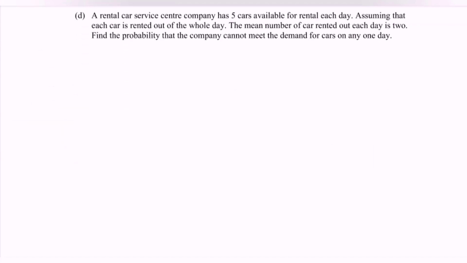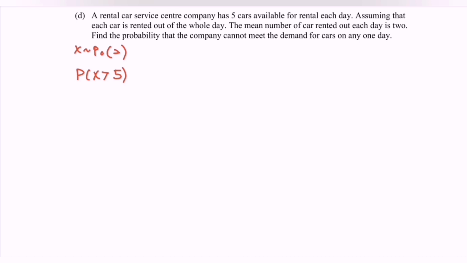Continue. A rental car service center company has 5 cars available for rental each day, assuming that each car is rented out for the whole day. The mean number of cars rented out each day is 2. So based on the situation, we notice that it is a Poisson distribution with mean 2. Question: find the probability that the company cannot meet the demand for cars on any one day. So from here, we have a maximum of 5 cars. The question says cannot meet the demand, which means it must be more. So the question is the probability that X is greater than 5.